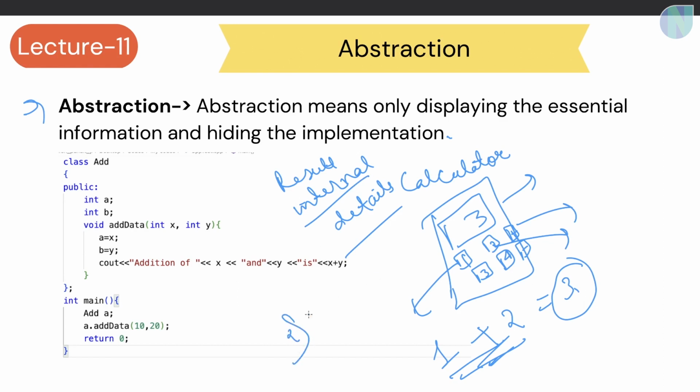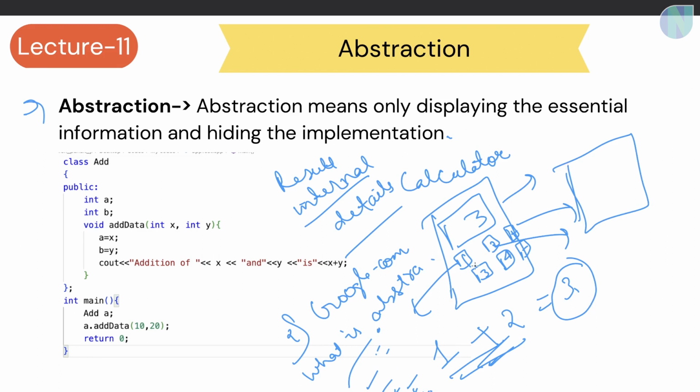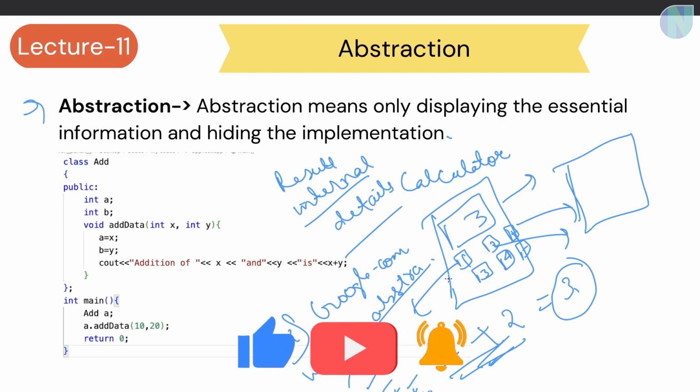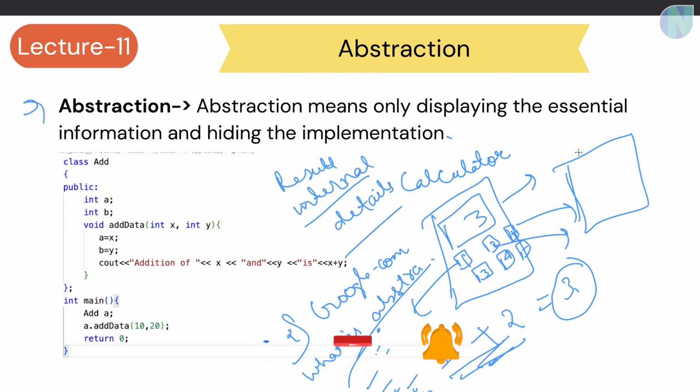Consider a second example. Consider you are going to google.com and writing something, what is abstraction? You get many results, many web pages and URLs are shown. Now you click on one particular website and you get the definition of abstraction. So in google.com we are fetching all the information about abstraction. We know that we are fetching the information, but we don't know how this information is being fetched.